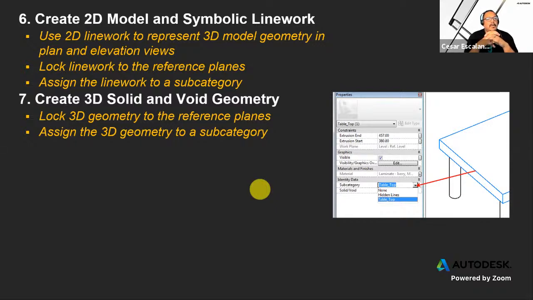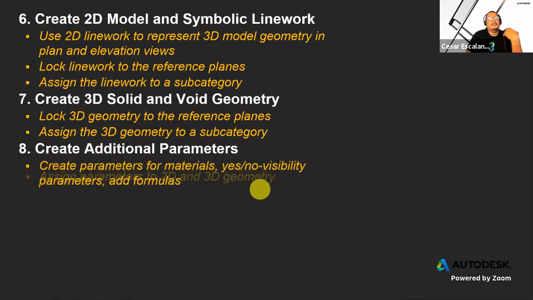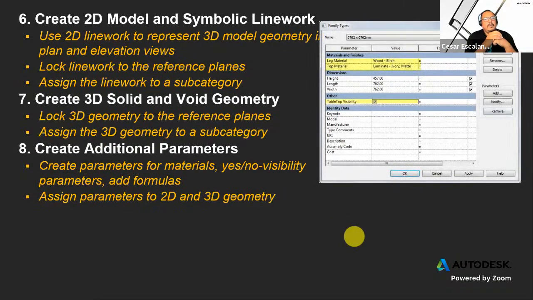We need to make sure that we pick the appropriate reference plane that hosts this solid. We have also the options to assign 3D geometry to subcategories. And then we create additional visibility parameters or material parameters that will allow us to control the behaviors and properties of this family. Additional parameters, for example, are frame materials or leg materials.